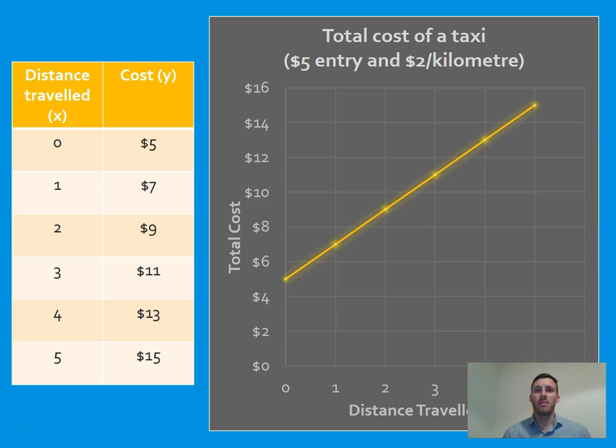You'll notice that we might be able to say, what is 3.5 kilometres travelled? How much is that going to cost? From the chart, we can tell that that costs about $12. We wouldn't have been able to easily pull that from the table. And if the example was more complicated, it'd be far easier to use a chart than it would be to use a table.